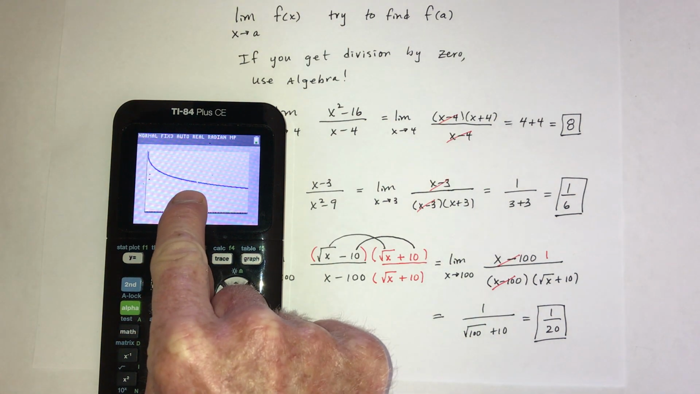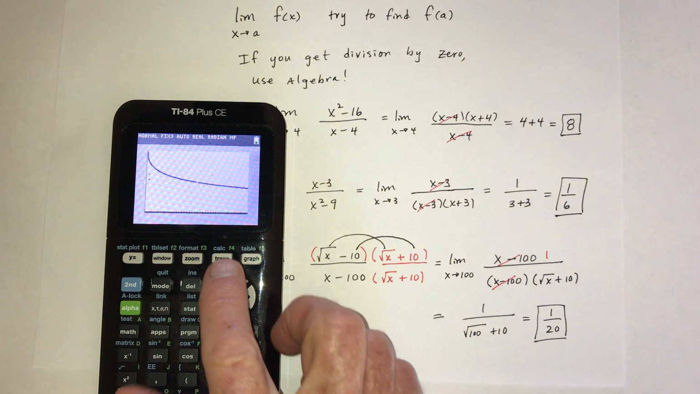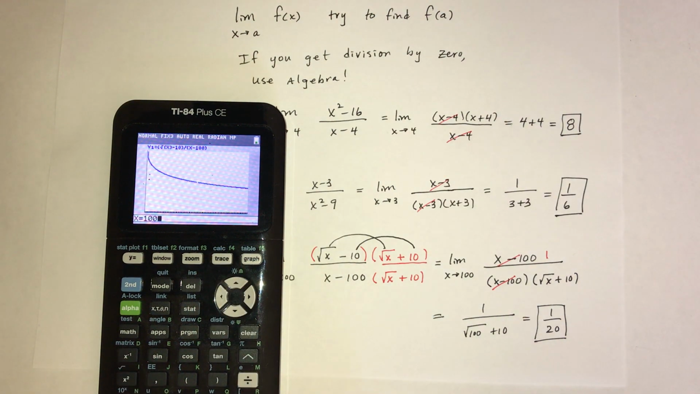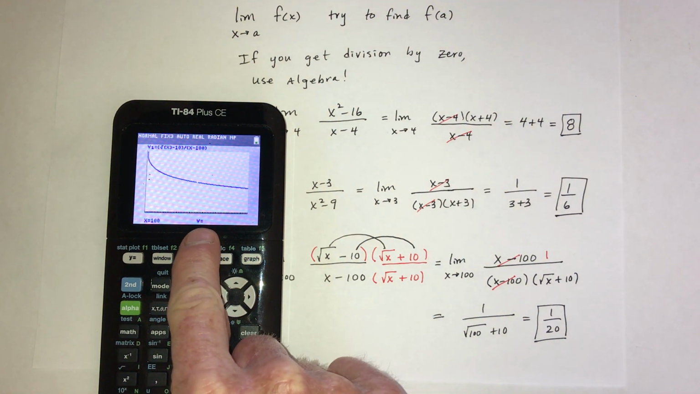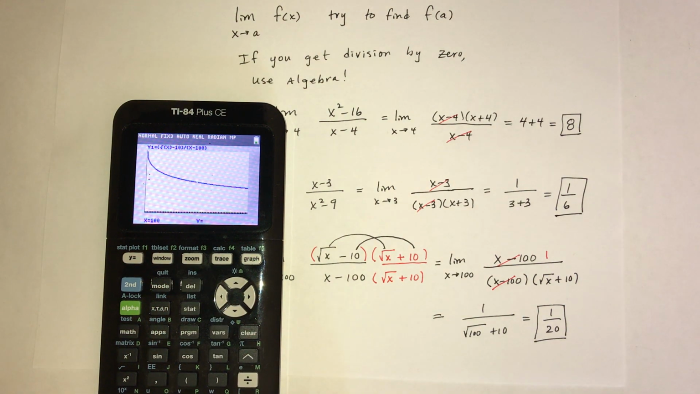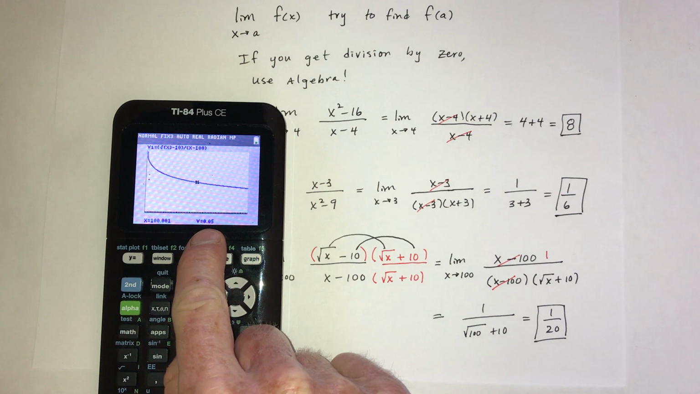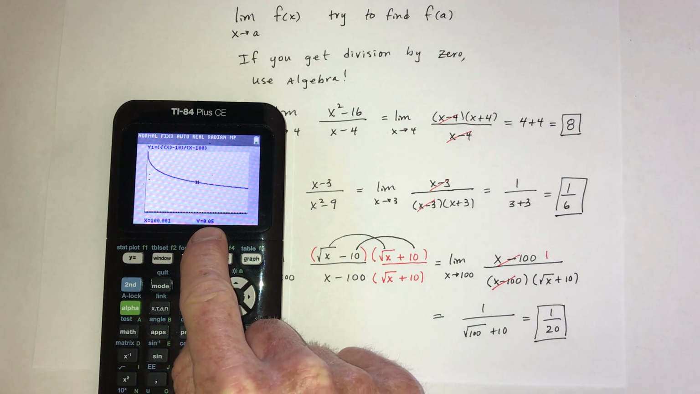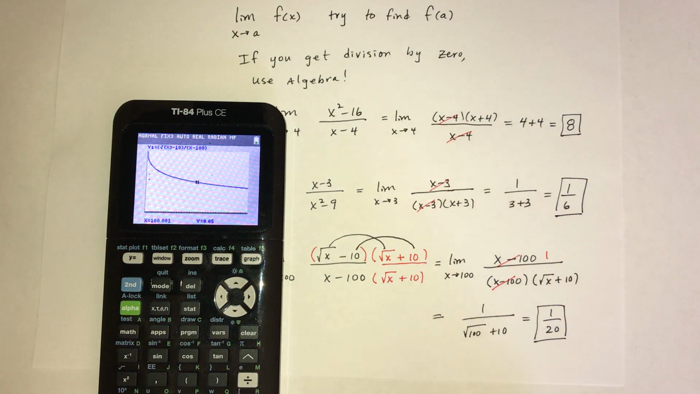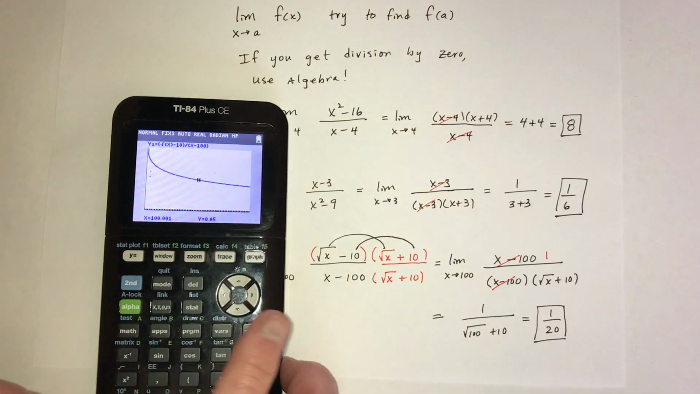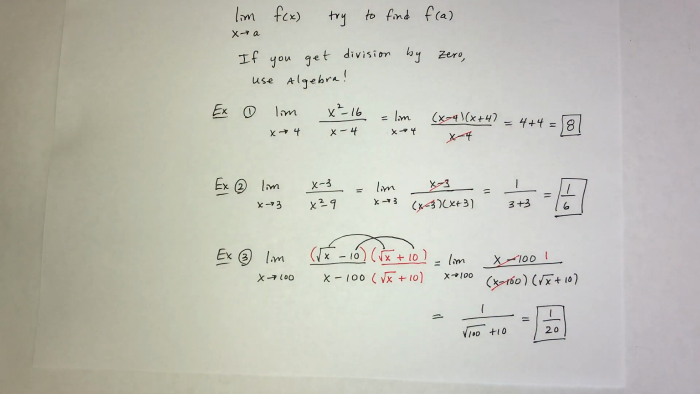It's got a little hole in it right here when x equals 100. So that is saying there's a hole in the graph. But if you take a number that's very close to 100, like 100.001, then it says that your answer should be 0.05. And 1/20 is equal to 0.05. So I'm confident I got that one right.